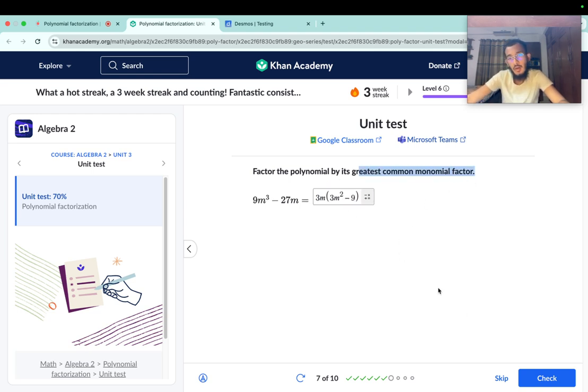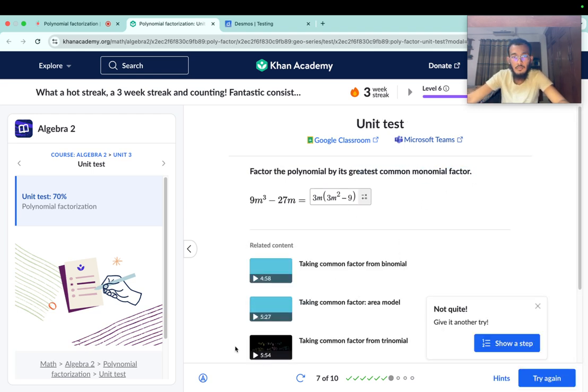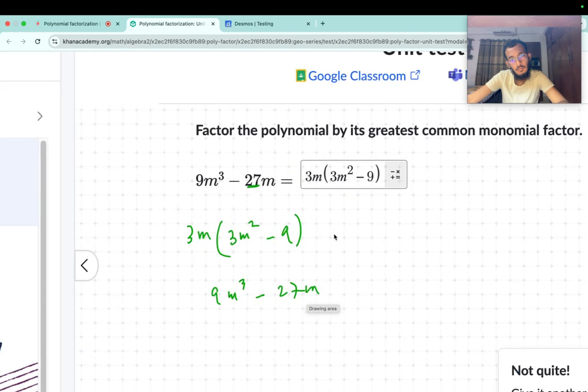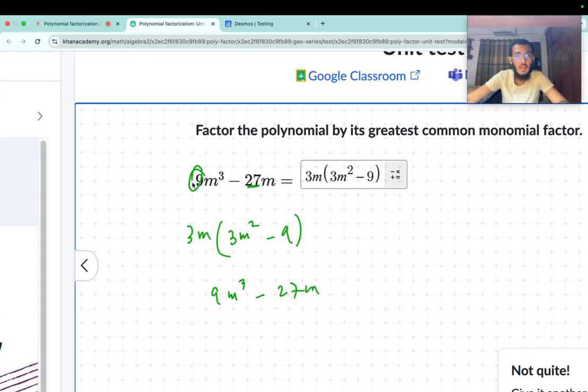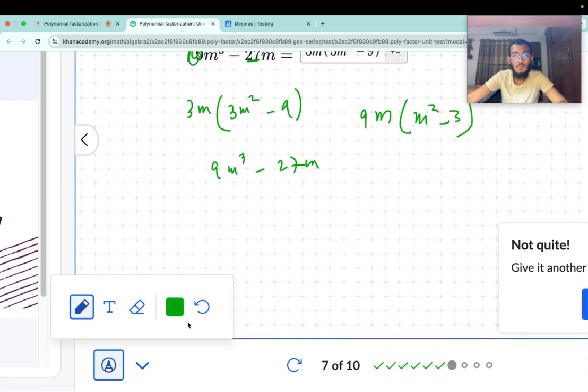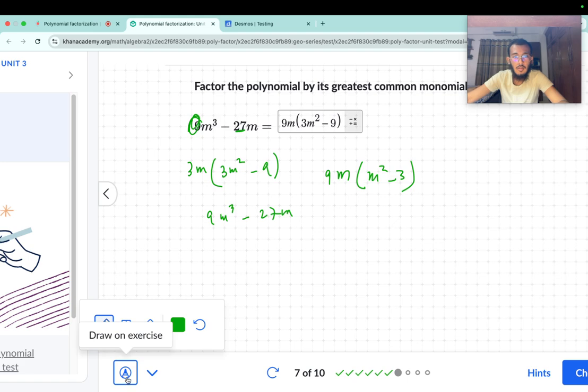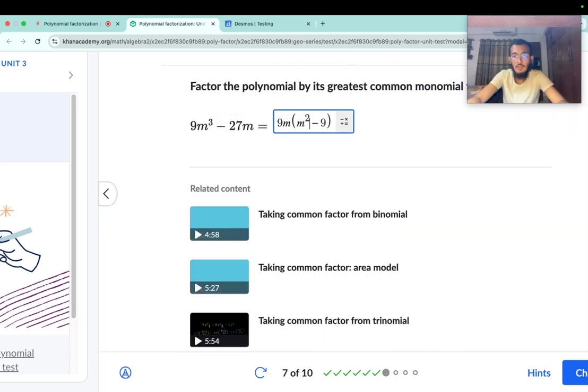Oh, we can take out 9, my bad. So I can write 9m, and this will be just m squared negative 3. Oh, that's a silly mistake. Blunder. Yeah, m squared negative 3. Now it should be fine.